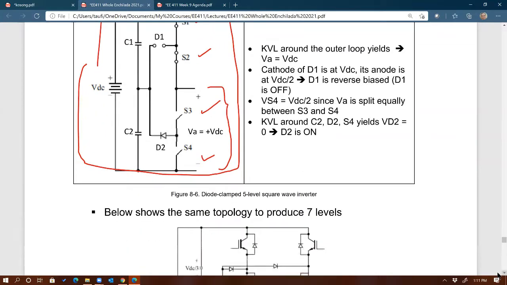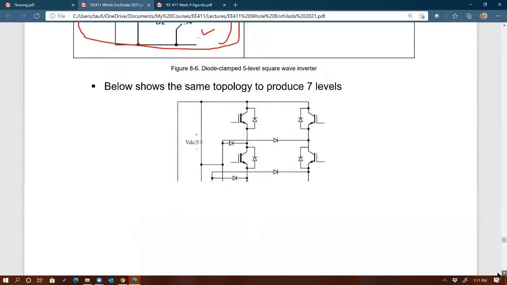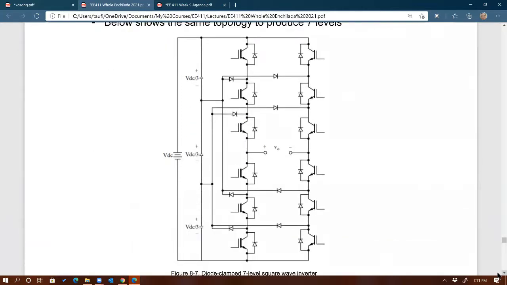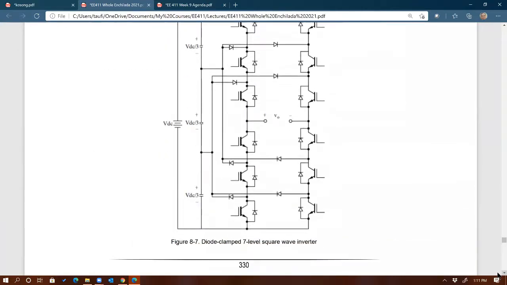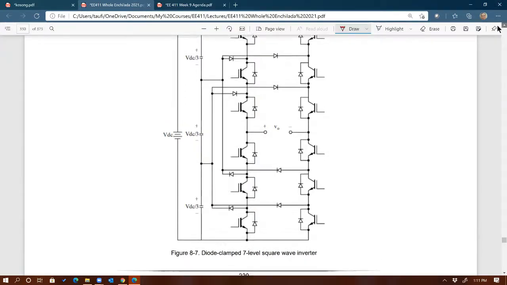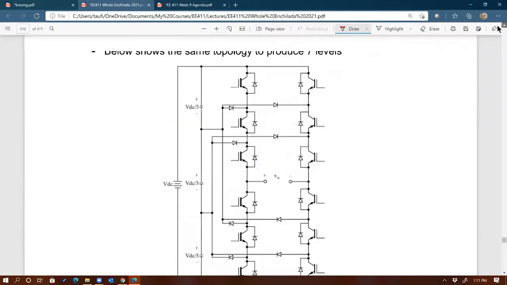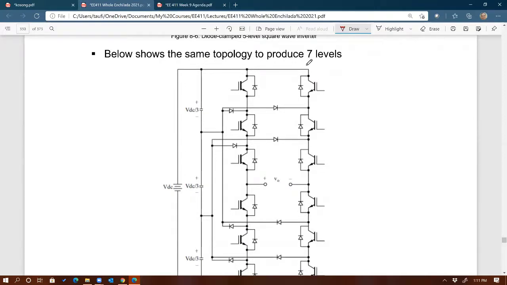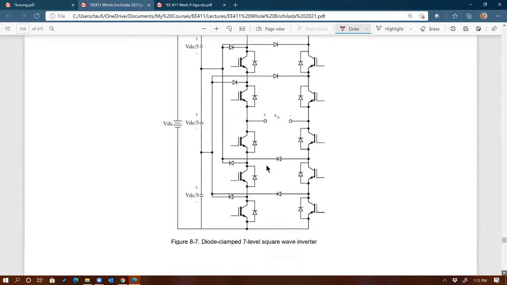Can you go more than 5? Yes. You can do 7 levels. You can do 11 levels. Right? You can search on this in IEEE Explorer, for example. Remember I said earlier that having 48 levels, 72 levels are not uncommon, right? So imagine how to produce those levels, right? With a minimum number of converters.